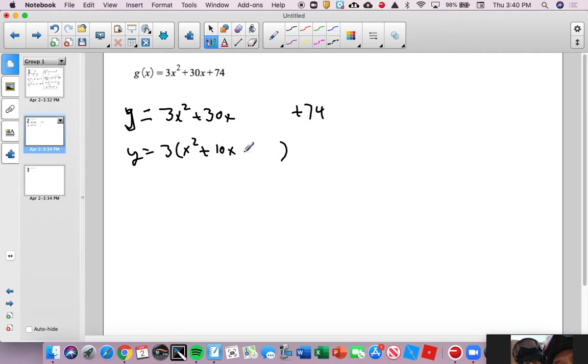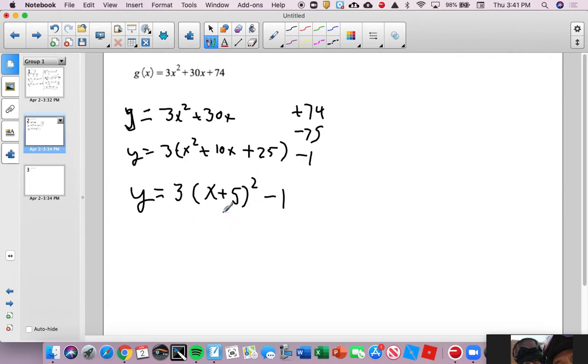And then I'm going to add half of b squared. So half of 10 is 5. 5 squared is 25. But when I've actually added 75 to this equation, because if I distributed this back in, that would be 75, right? So I've added 75, so I'm going to subtract 75. And I get minus 1 right there. Then I rewrite this as a perfect square, and I get x plus 5 squared minus 1.